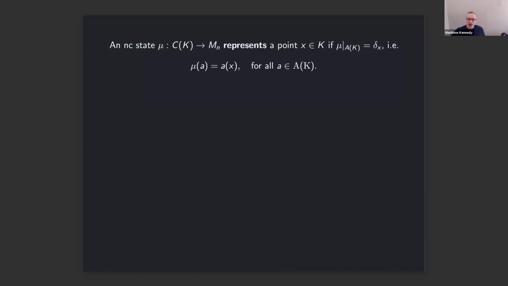Okay, so we have all of the machinery to define a notion of Choquet order in the non-commutative setting. Namely, we think of a state, or an NC state, meaning a map from C of K into Mn. We say that this represents a point in K, which remembers the NC state space of the operator system A of K, if, when I restrict to A of K, it's point evaluation at X, meaning that mu of a is equal to a of X for a in A of K. So the definition is exactly analogous to the classical setting.